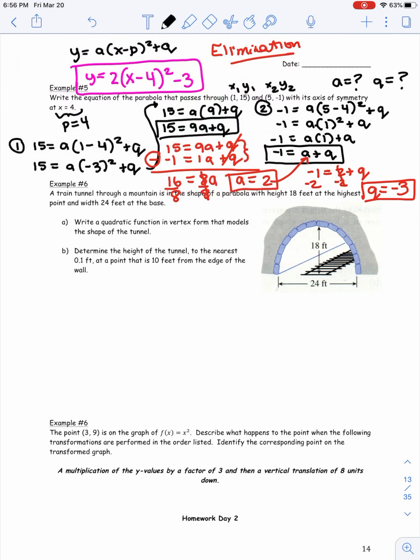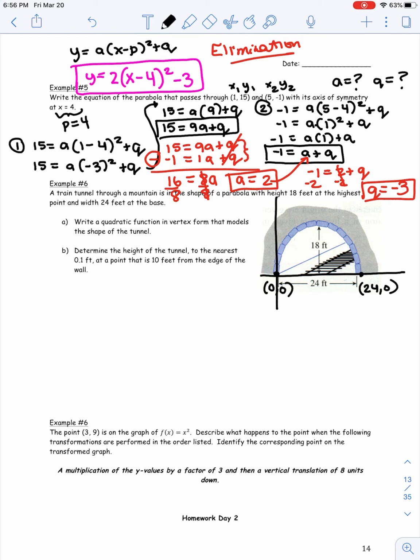Our next example, whenever they give us a picture, and you're going to see a few of these in the homework. So whenever they give you a picture, you're going to put this on a Cartesian plane wherever you decide. Sometimes they'll be specific and tell you where to put it, but in this case, they don't. So we can make this end right at the 0, 0 point. And this end will actually be at the 24, 0 point, because we know that the bottom of the tunnel is 24 feet wide. It even tells us that.